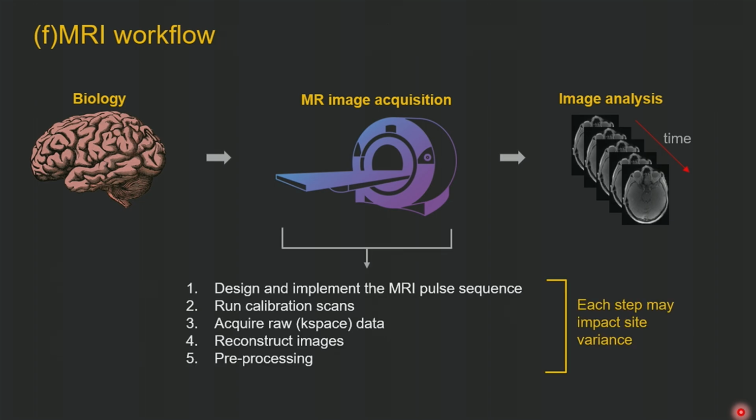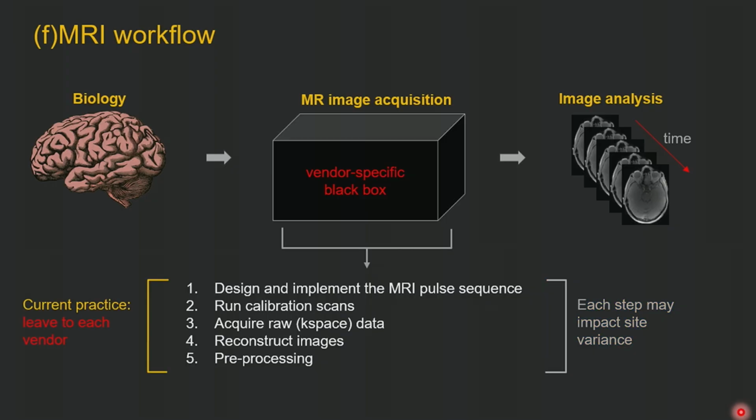So we know that designing our sequence and running it, collecting any calibration scans that we need to get, generating our k-space data, then doing the reconstruction and any on-scanner pre-processing that we're doing, each of those steps might put in variance that we'd rather not have. And if we do it the normal way, we're leaving a lot of that to whatever the vendor is doing, maybe a lot of it under the hood. We like to get away from that to try to get at more reproducible science.